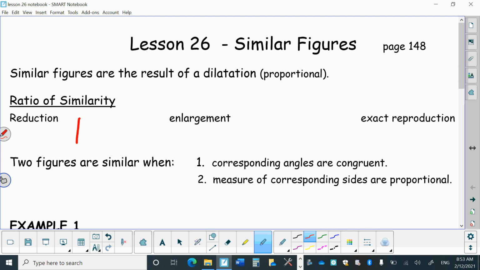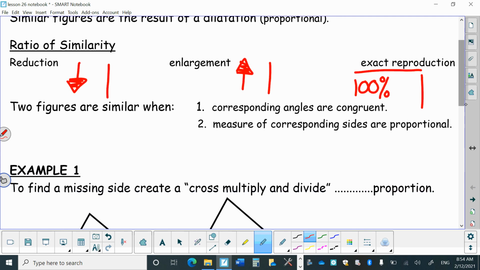So remember my scale factor: if it's below the number 1, it's getting smaller. If it's above the number 1, it's getting bigger. An exact replica is like 100% on a photocopy machine, or that perfect 1, which we don't really do because we're not redrawing and saying times 1. It would be the exact same thing.